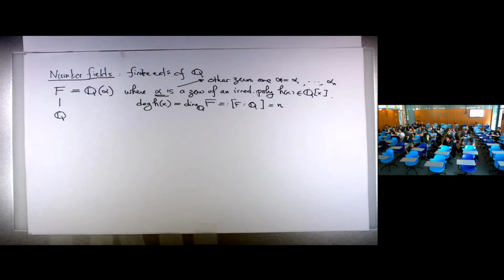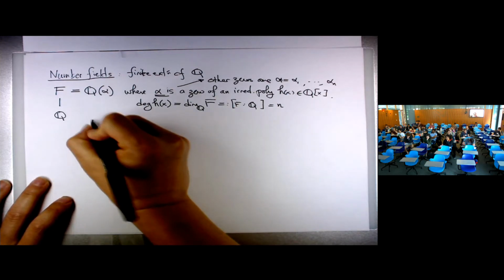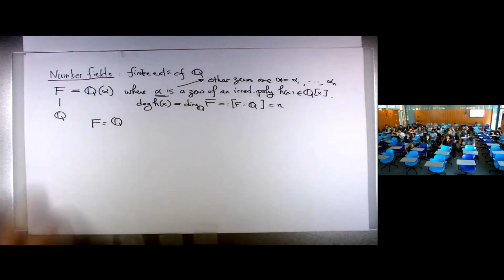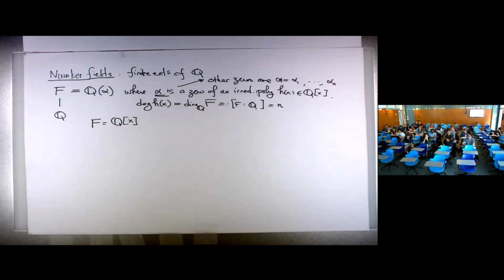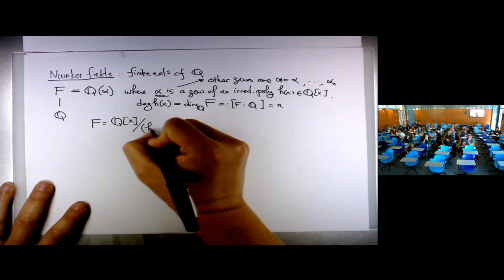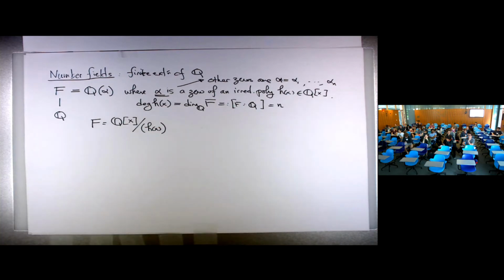Okay? So now we're going to think of this. The idea is I don't want to think of alpha as an actual complex number. In some sense, I want to think of alpha as just a zero of this polynomial. Instead of adjoining some concrete number alpha, I want to just adjoin an abstract variable x, except that I set h(x) to be 0. So this is some sort of abstract number field.